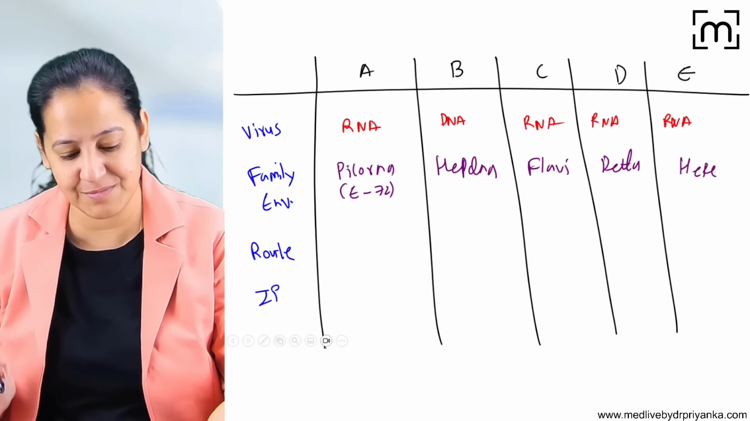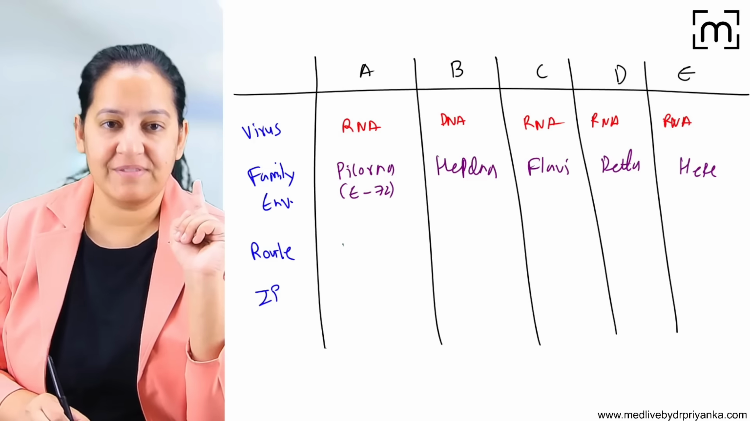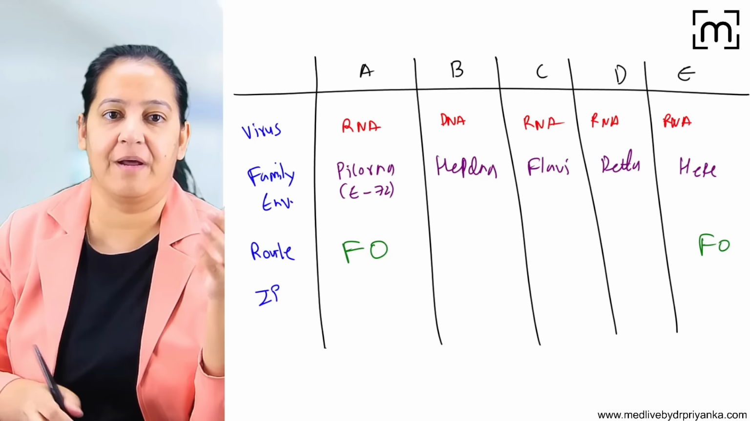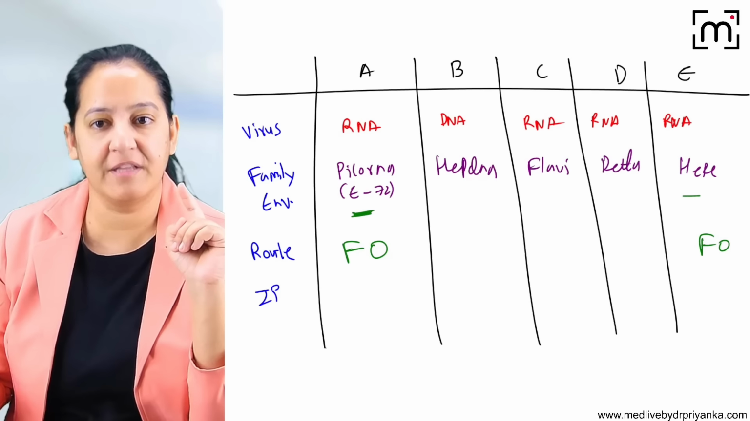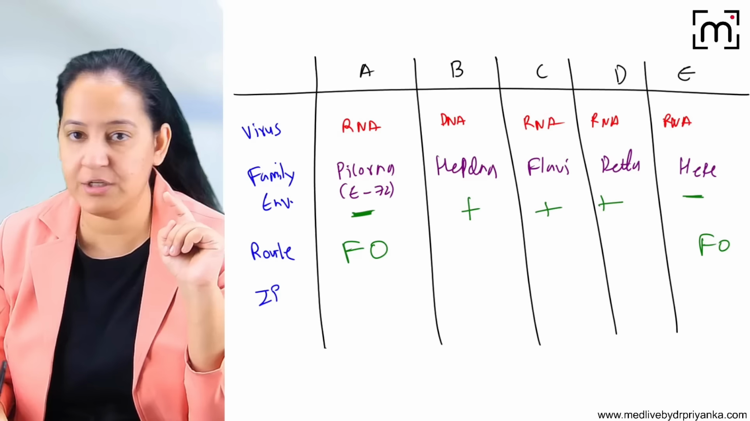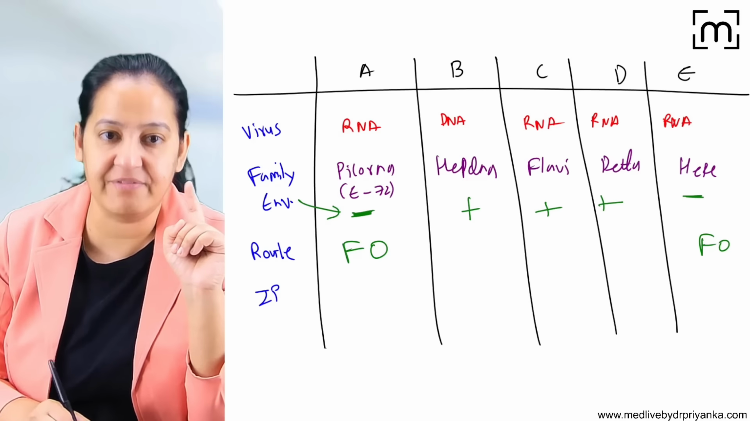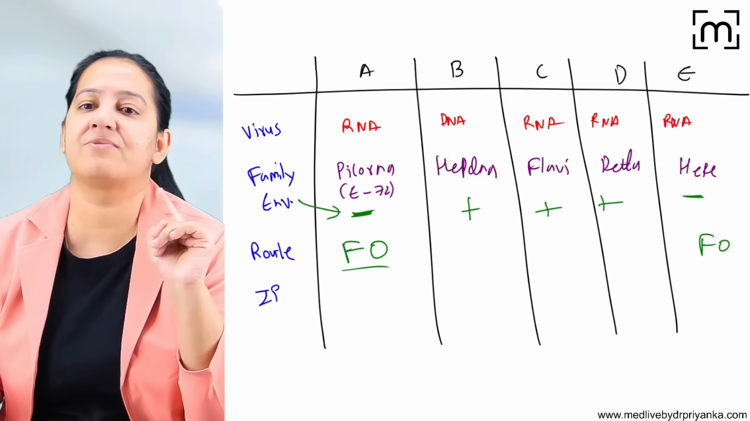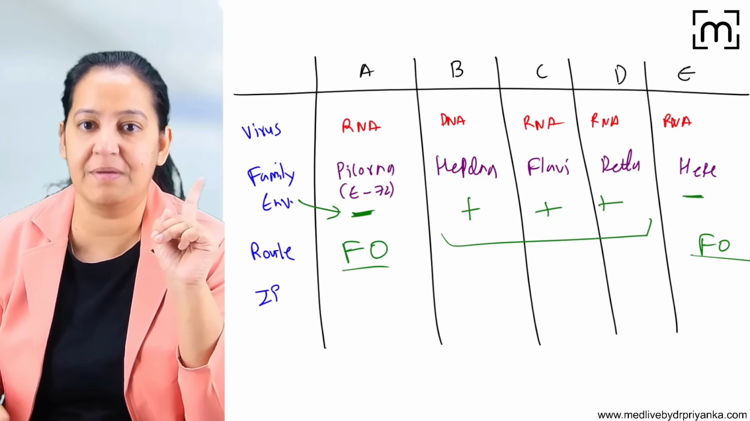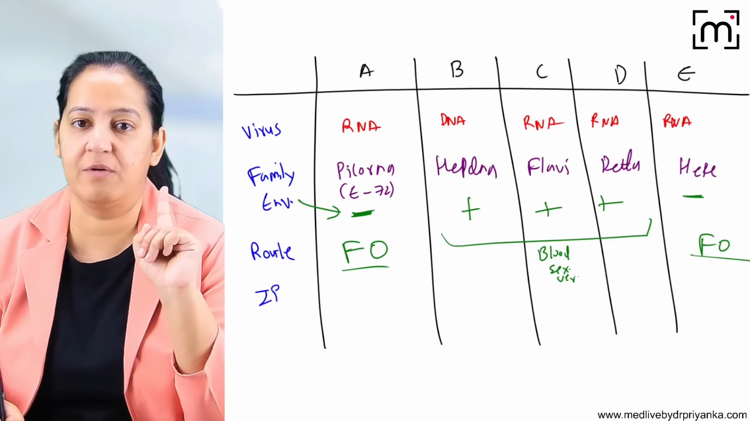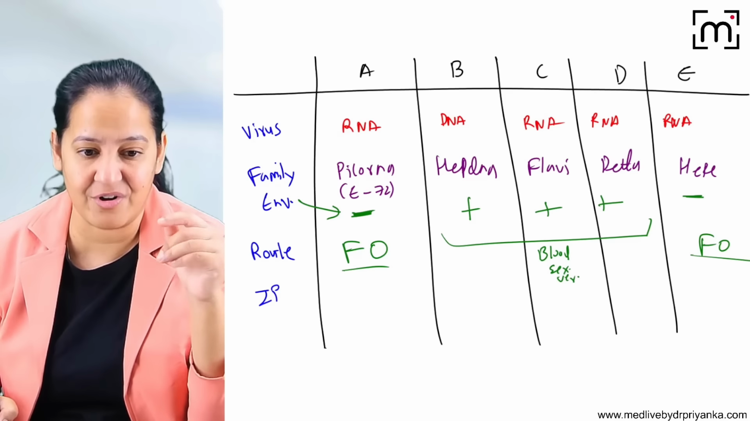Now, what is the mode of transmission? Before that, envelope. A and E don't have an envelope, but the remaining three have the envelope. Now, route of transmission: A and E are transmitted by the fecal-oral route. The remaining three are transmitted either by blood, that is parenteral, most commonly, or sexual or vertical. Vertical is via placenta, transplacental.